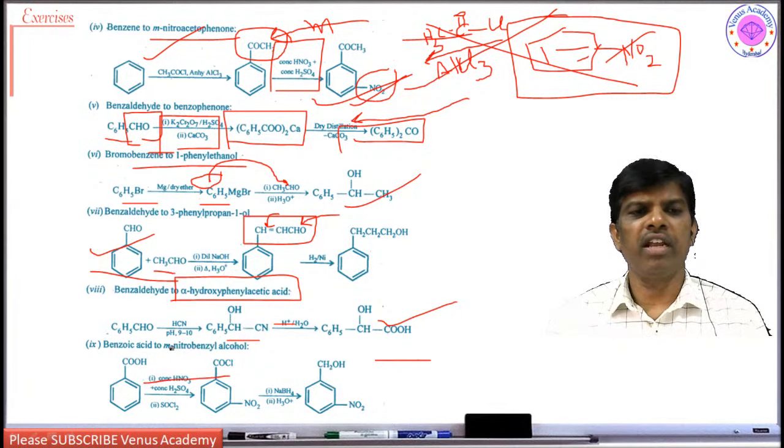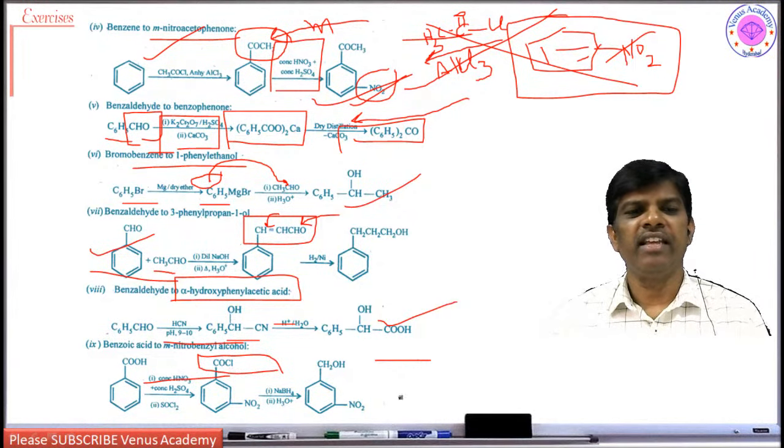Benzoic acid to metanitro benzyl alcohol. Benzoic acid, yes, first make nitration to give metanitro benzoic acid. Metanitro benzoic acid upon thionyl chloride treatment is going to give the acid chloride. This upon reduction with sodium borohydride is going to give benzyl alcohol.